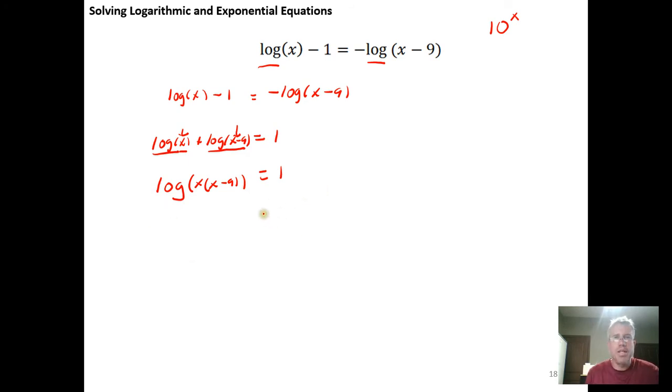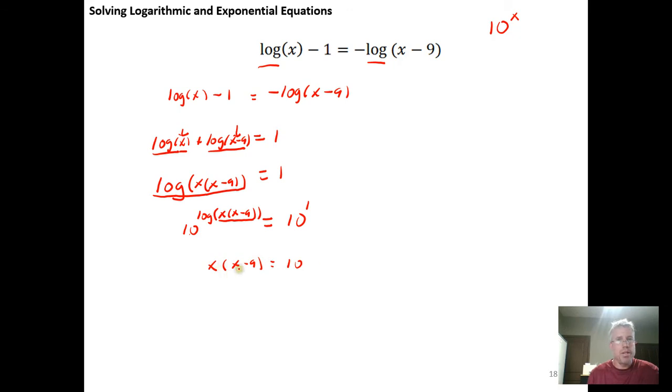Now I can exponentiate base 10. So I'm going to make the right hand side an exponent base 10, and I'm going to make the left side an exponent base 10. Remember, a logarithm is an exponent, so it makes sense that we would be putting it into an exponent position. And exponentiation base 10 will cancel log base 10, so the stuff inside the log function will fall out for us. And we get 10 to the first is 10.